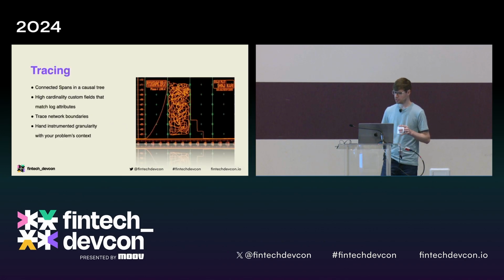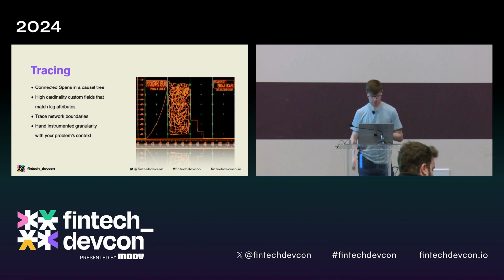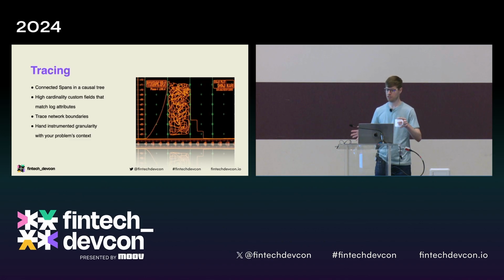So if we get down to tracing just a little bit more, and I know there's a talk on tracing by J.J. Phillips a little bit later today, so you should go see that as well. But we're really talking about connected spans in a causal tree. So metrics don't give us causal reasons for what's happening, but our traces do.